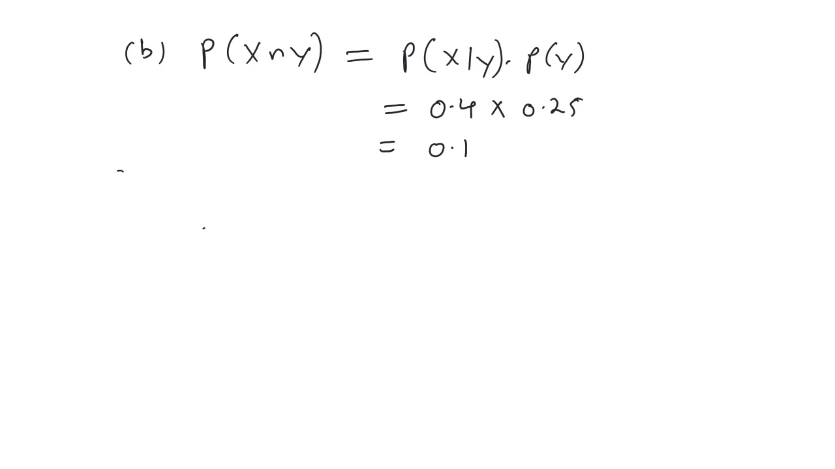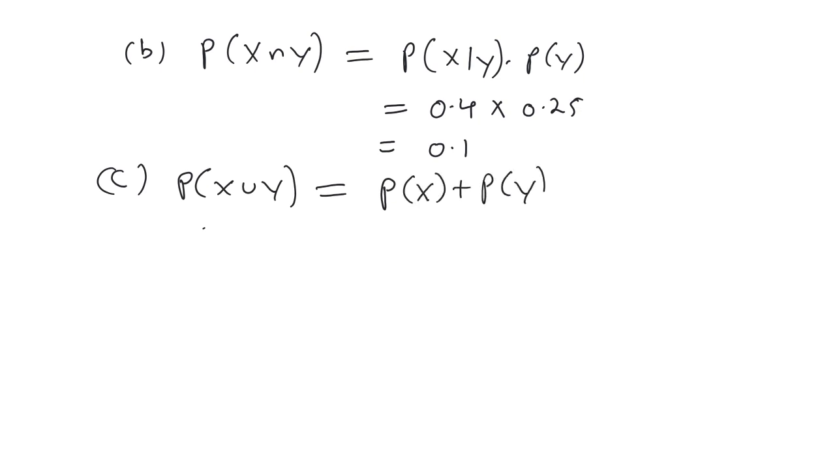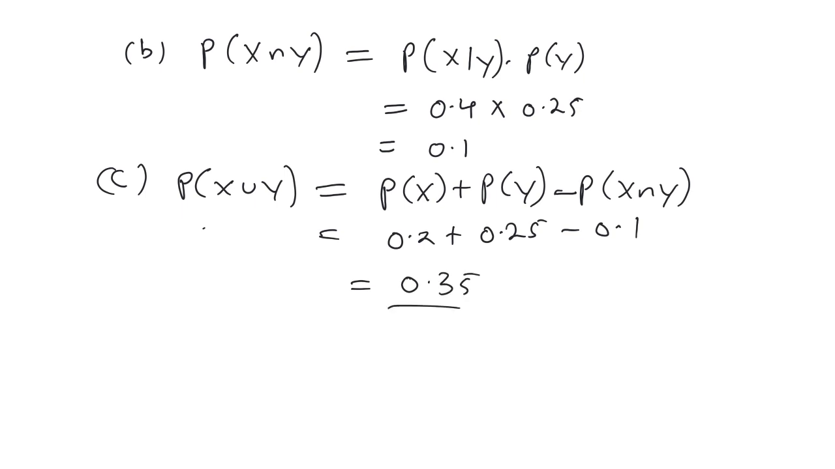Okay, so part C, the probability of x union y. We shall look at the probability rule for combined events. This is the probability of x plus the probability of y minus the probability of x intersection y. So x is 0.2. 0.2 plus 0.25 minus 0.1. So that's 0.35 as the answer. So that was really a very simple question. Okay, let's look at another example.